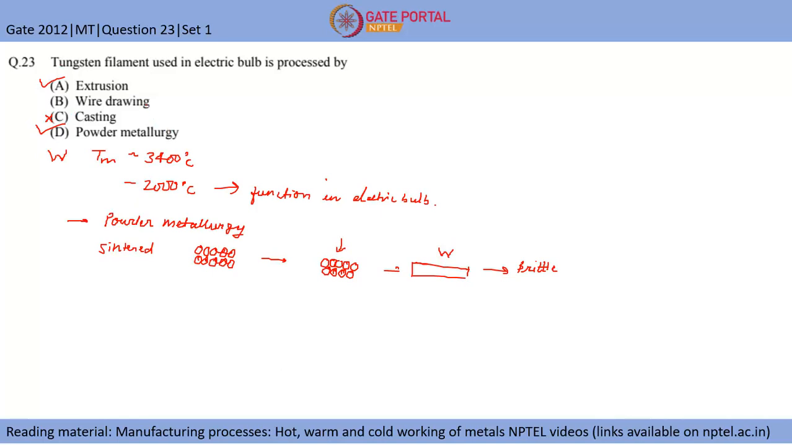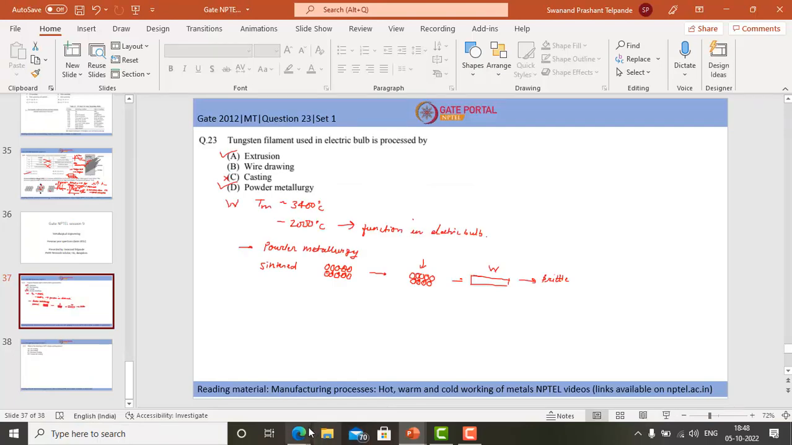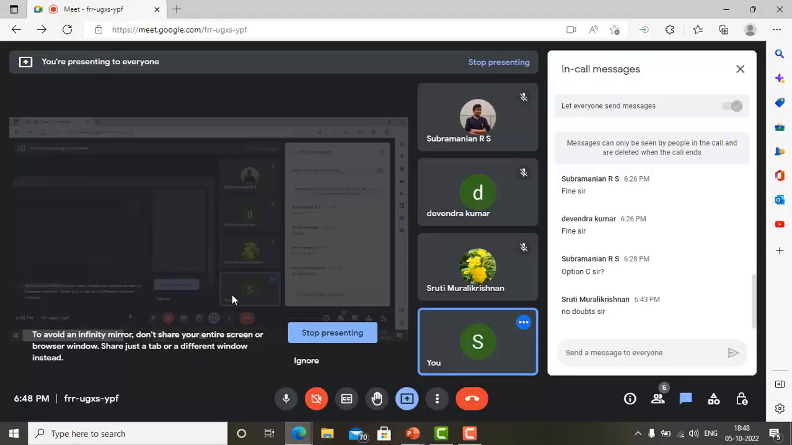So this is how the tungsten filament is prepared. You should know powder metallurgy as well as extrusion. Both the processes are used in a certain manner. Firstly, powder metallurgy, then its extrusion. Is it clear? Then I will move to the last question for today's lecture.